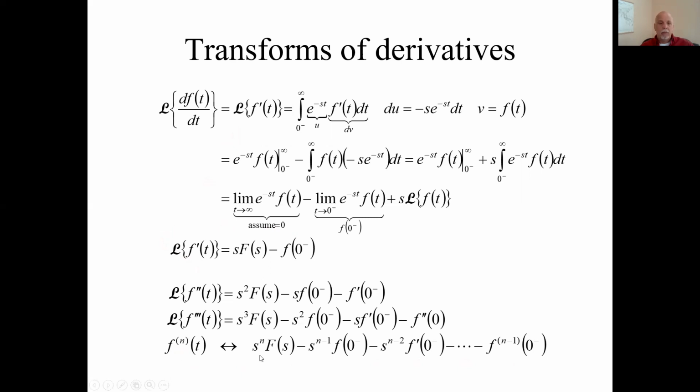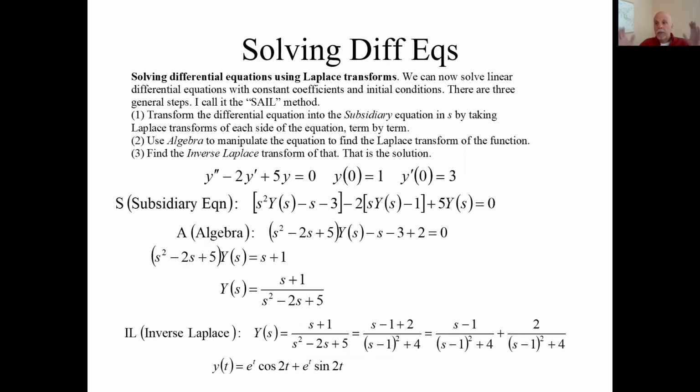The nth derivative in the time domain, or the t domain, means multiplying by s to the n in the Laplace domain. And then you have to subtract off these initial conditions. The power of s goes down as the derivative goes up. Kind of memorize that, or just look at these formulas in a table when you do these problems. So now we can solve differential equations. And I like step by step. In fact, I call my method the SAIL method.